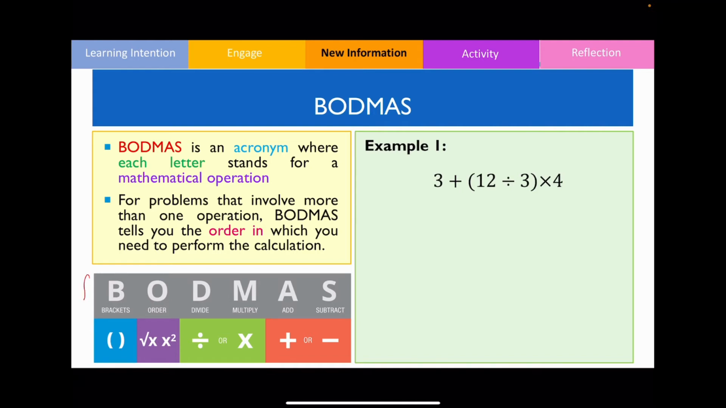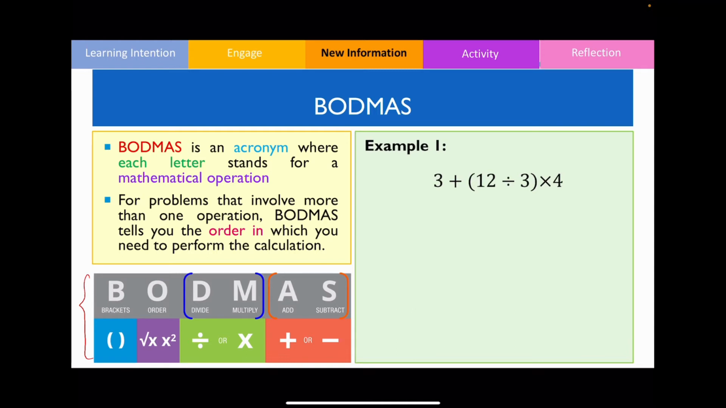So as you can see over here, the B stands for brackets, and that's the first thing we do if there is brackets. We then do any order, meaning if there are any powers, we do that next. D stands for division, M stands for multiplication, A stands for addition, and S stands for subtraction. But what I'm going to be doing is I'm going to be adding brackets, as you can see over here, and I'm going to tell you what they mean.